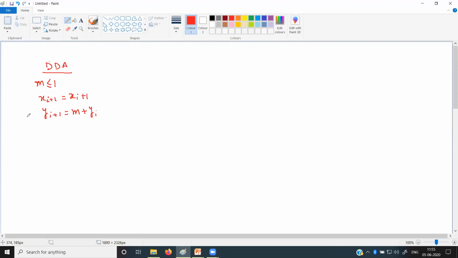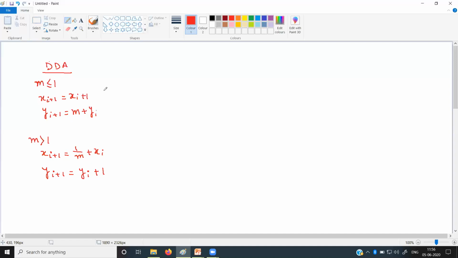Now, if the slope of the line is greater than 1, in that case x will be calculated like x of i plus 1, that means the x value of the i plus 1th iteration, is equal to 1 by m plus xi, and the y value for the i plus 1 iteration is equal to yi plus 1. So by using these two equations, depending on the gradient, we can compute the different points on the line.